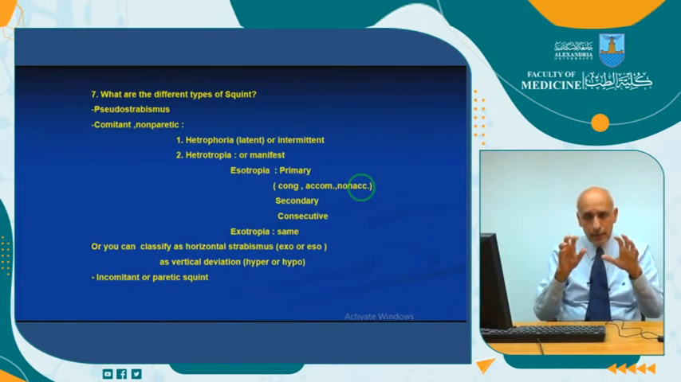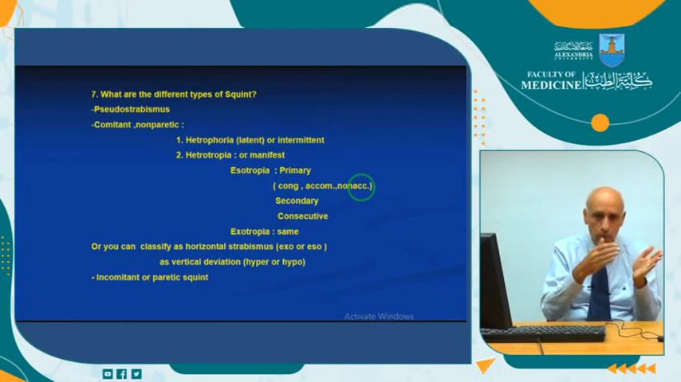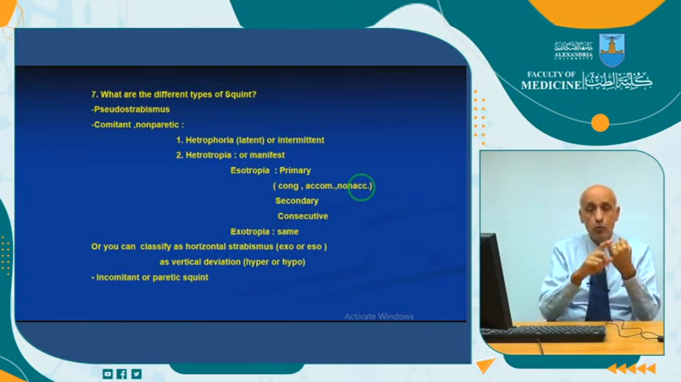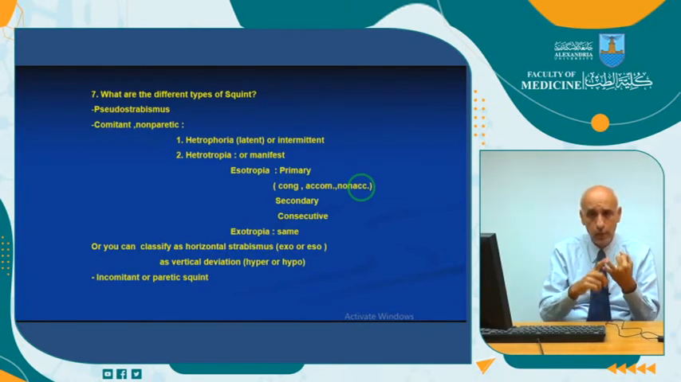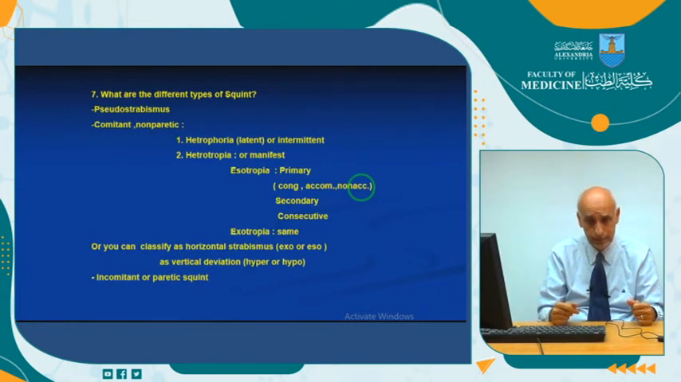So by understanding the basics, we now know that this child has a squint. Number one, is it a true squint or a false squint? And number two, if it is a true squint, we have to differentiate which type of squint this child has.